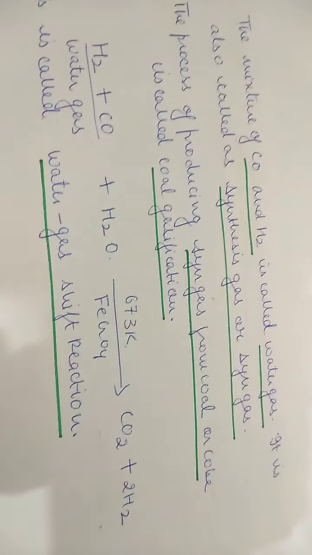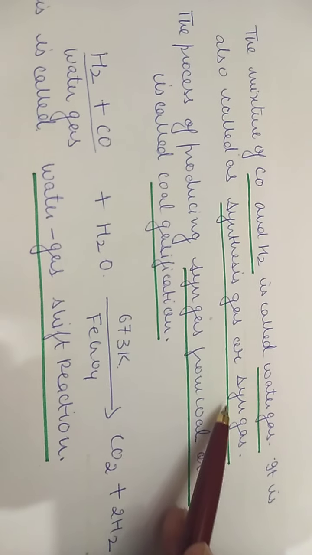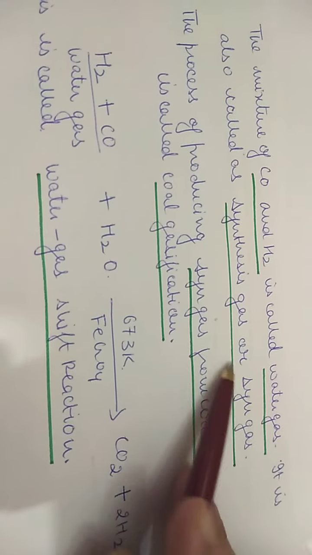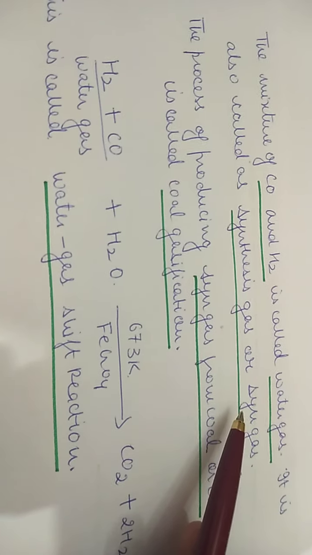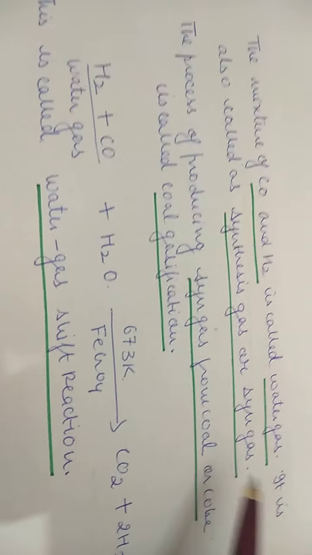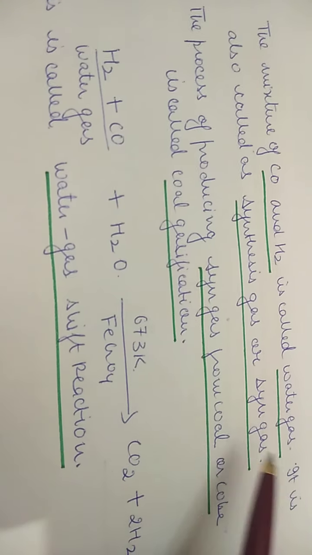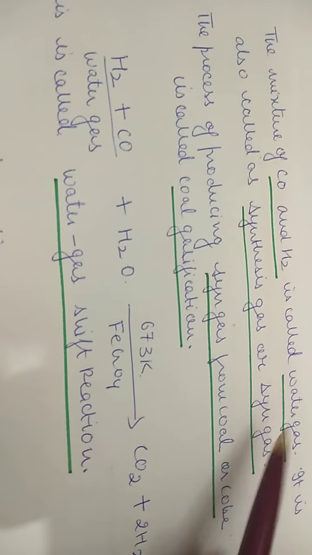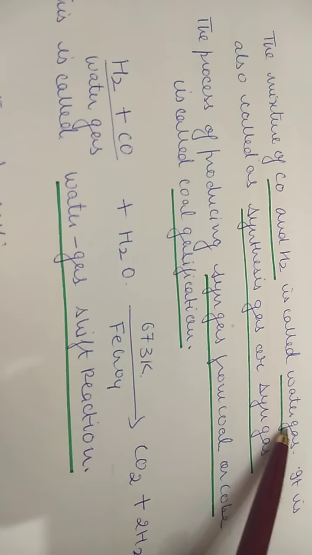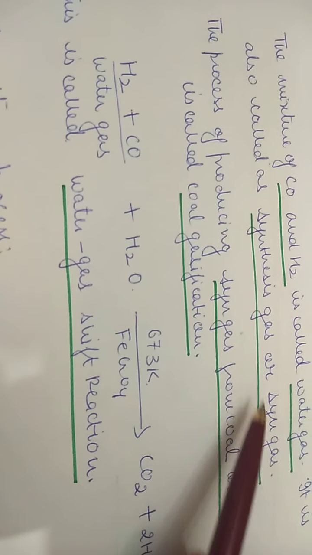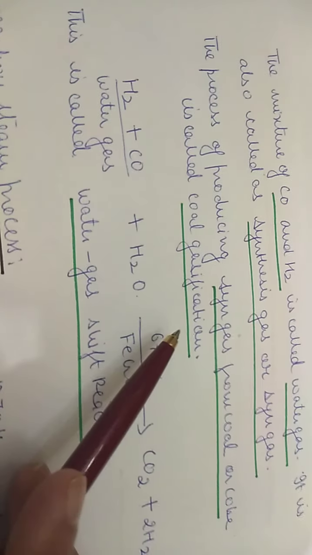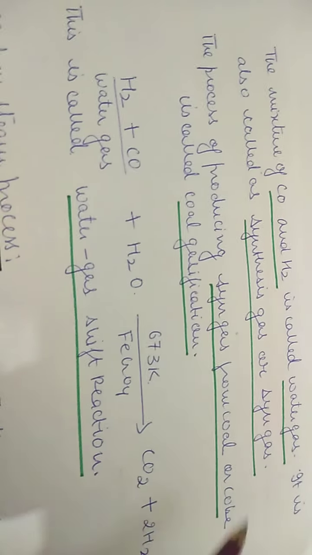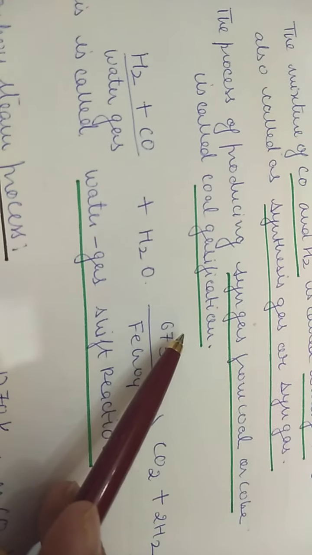This mixture of carbon monoxide and hydrogen is called water gas. It is also called synthesis gas or syn gas, because it acts as a precursor for the production of many hydrocarbons. That is why, in addition to being called water gas, it is also called synthesis gas or syn gas. The process of producing syn gas from coal or coke is called coal gasification.